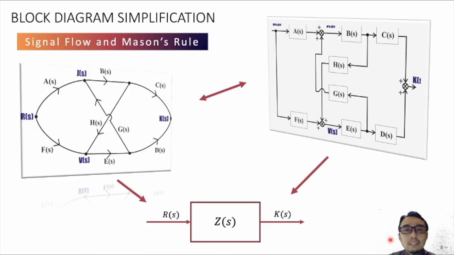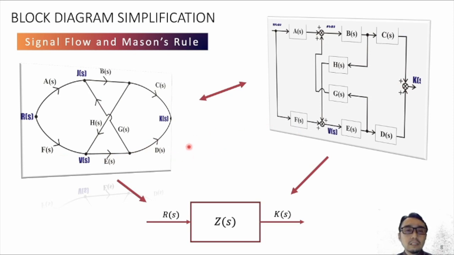Next is the block diagram simplification topic, where in reality you don't have just one block representing the overall system. You may have a big system with several blocks, and you need to simplify the blocks to obtain the overall transfer function. I think the idea of block diagram simplification, or if you want to represent your control system using the signal flow graph, is the same thing.